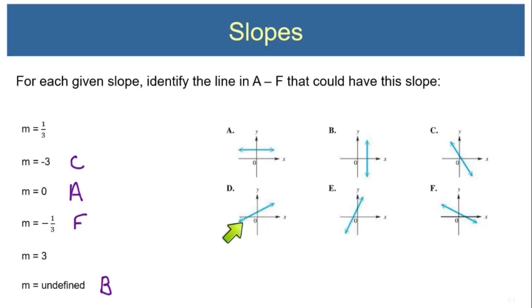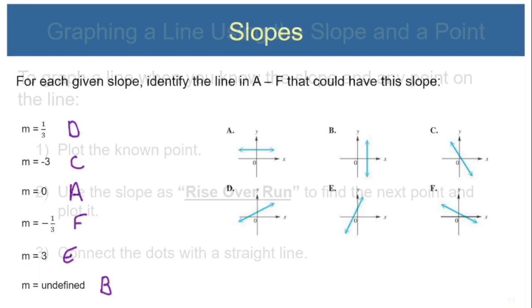So that tells me that if my two choices for the positive slopes are 1/3 and 3, then choice D is going to have to be the smaller of the two numbers because it's not as steep. So choice D is going to match with a slope of 1/3, and choice E is going to match with a slope of positive 3.